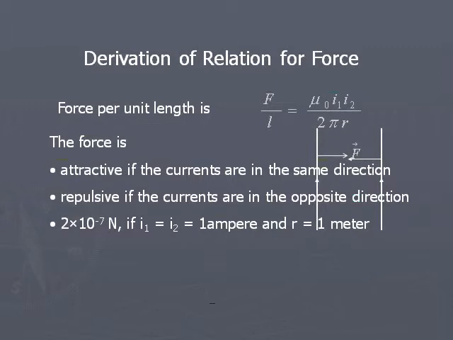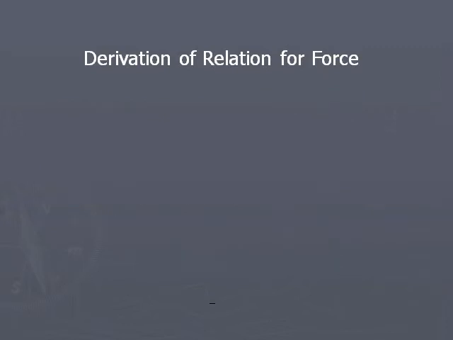The force is attractive if the currents are in the same direction. The force becomes repulsive if the currents are in the opposite direction. Moreover, the magnitude of the force becomes equal to 2 into 10 to the power of minus 7 newtons over unit length if the currents I1 and I2 are equal to 1 ampere each. If the currents each are equal to 1 ampere and the distance between the two conductors is 1 meter and the conductors are in air or vacuum, then the force per unit length becomes equal to 2 into 10 to the power of minus 7 newtons.